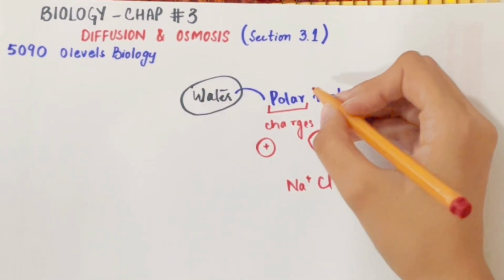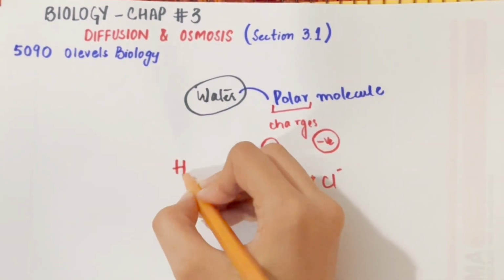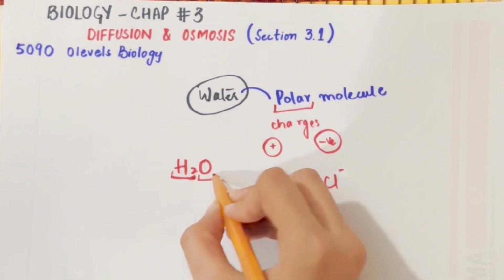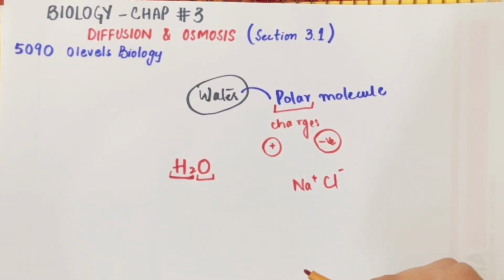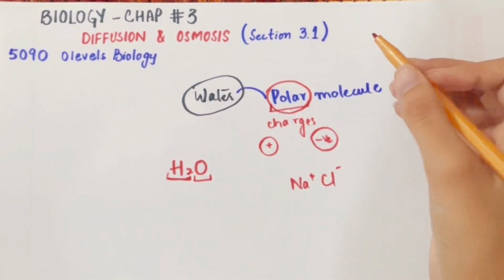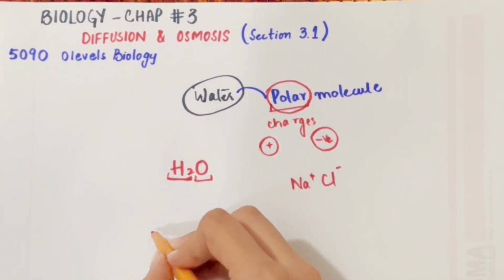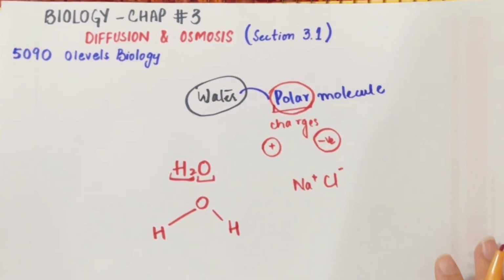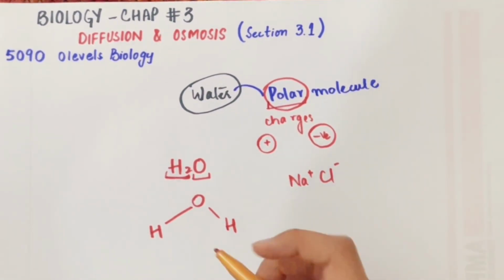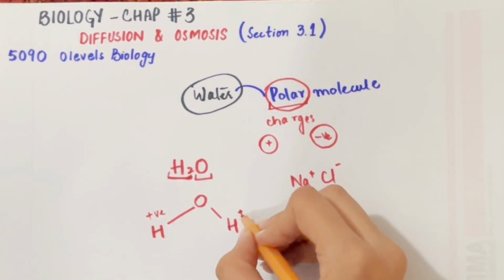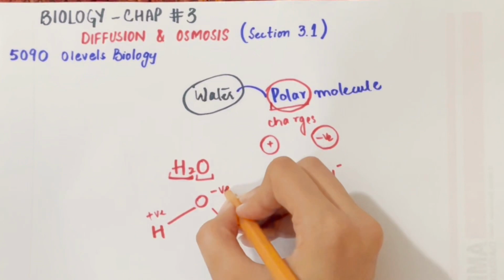Similarly, water. The formula for water is H2O. That means the two atoms of hydrogen and one atom of oxygen have a disparity of charges. That's why it is termed a polar molecule. So, this is the structure of the water molecule when it comes to it being polar. That is, the hydrogen atoms have the positive charges, whereas the oxygen atom has the negative charge.